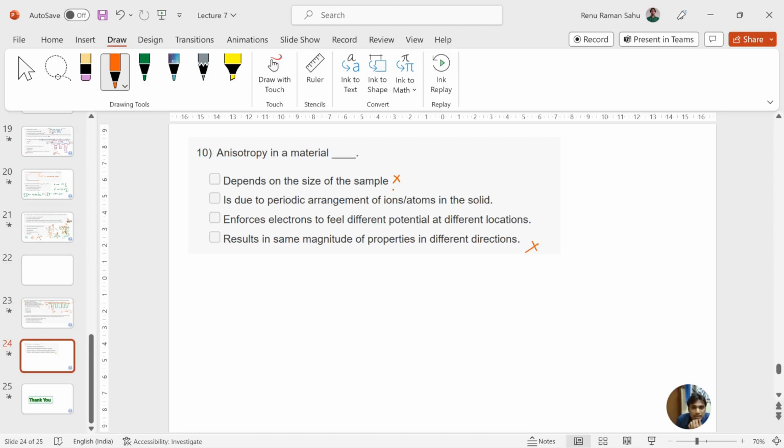Anisotropy, see, periodic arrangement is there, but it has to say that the periodicity is different in different directions. That sort of thing is not indicated from here. But it enforces electrons to feel different potential at different locations. Instead of this, the statement has to be actually different directions. But we'll go with this option because it is due to periodic arrangement. Periodic arrangement will not work, is it? Periodicity has to be also there.